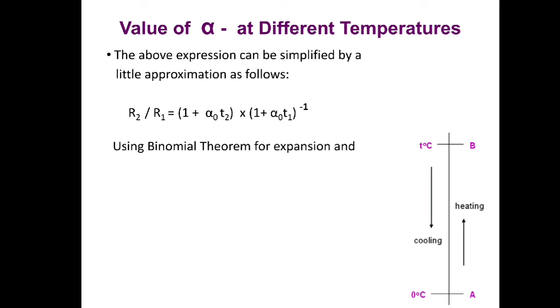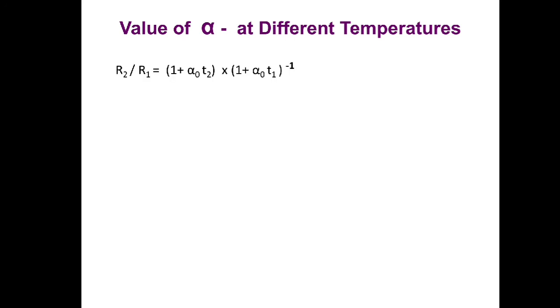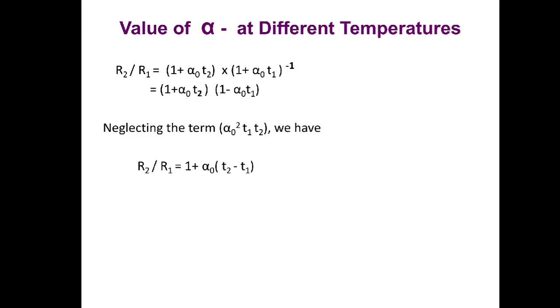So simplifying this, R2 by R1 is equal to (1 + alpha_0 into T2) into (1 + alpha_0 into T1) whole power minus 1. Let us simplify this using the binomial theorem for expansion, and finally neglecting the square terms because of the lower value and higher powers of alpha_0 into T, we get the expression (1 + alpha_0 into T2) into (1 minus alpha_0 into T1).